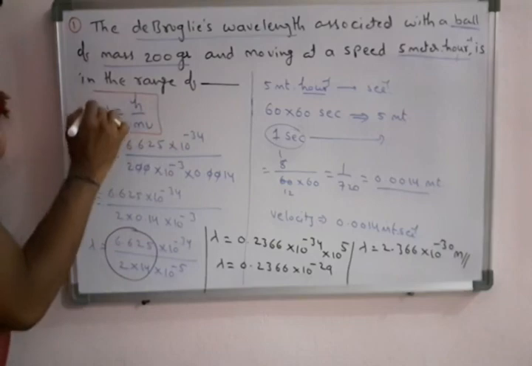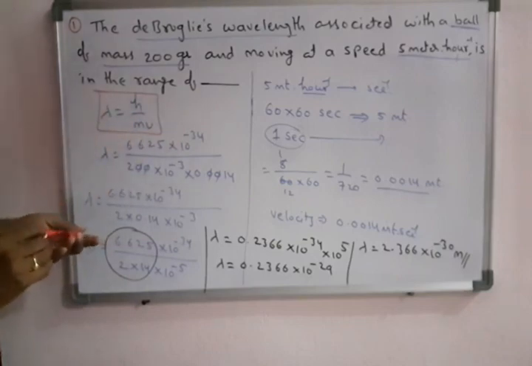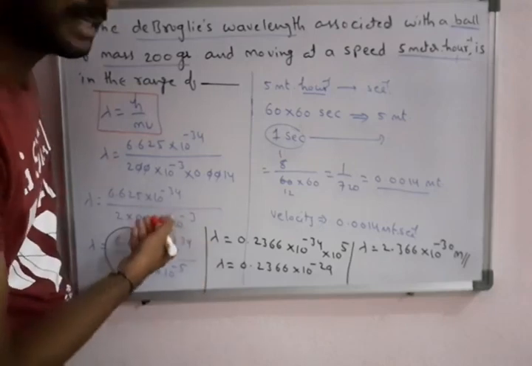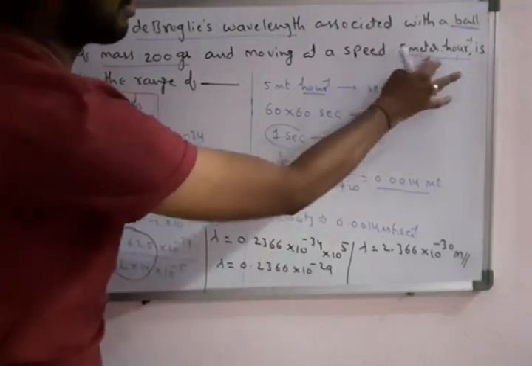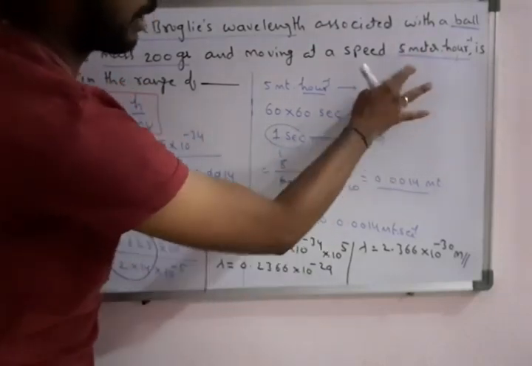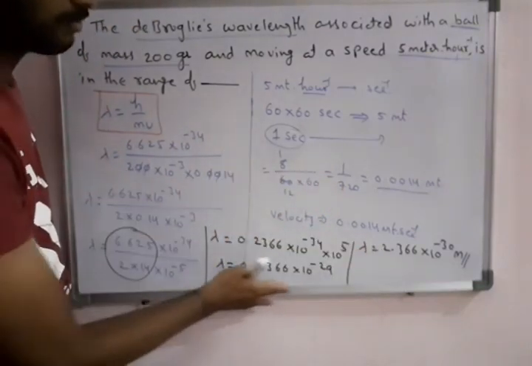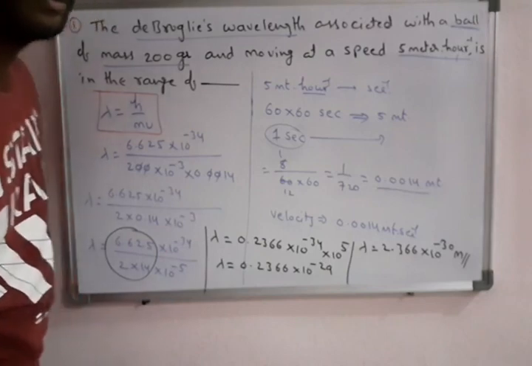There is no difference except that the speed, which we can take as velocity, is given as 5 meters per hour. Thus we modified it into per second, then substitute in this equation, and directly we will get the answer. Okay.